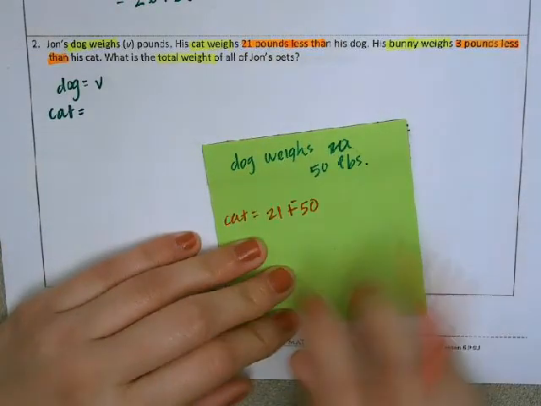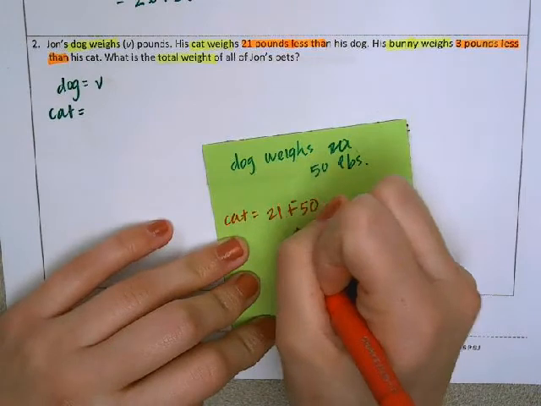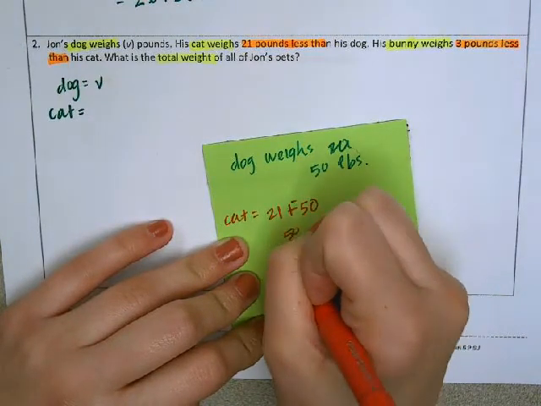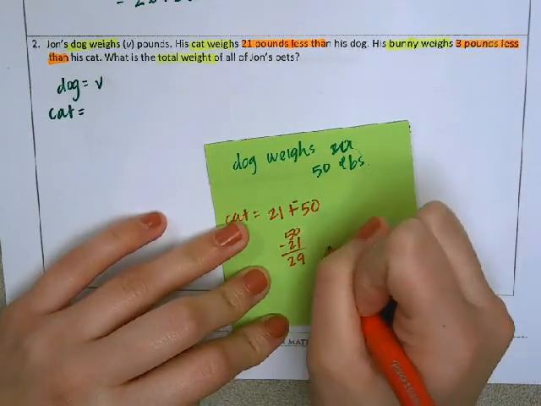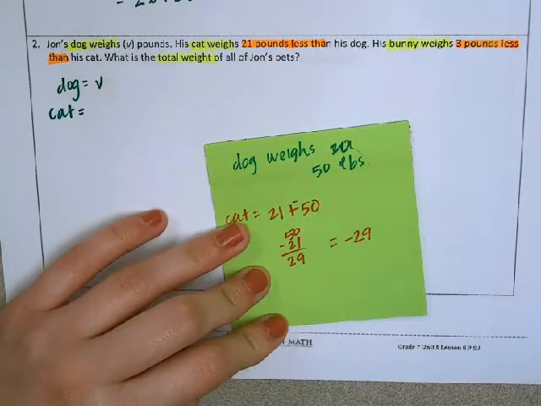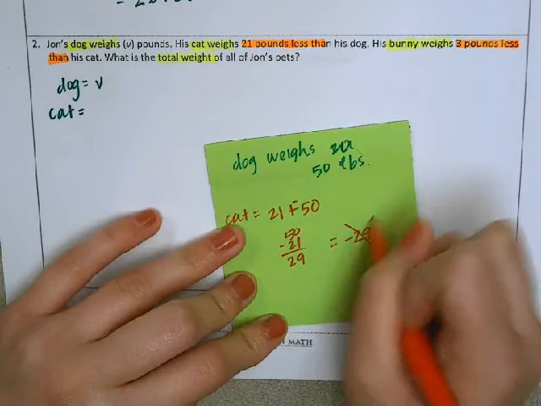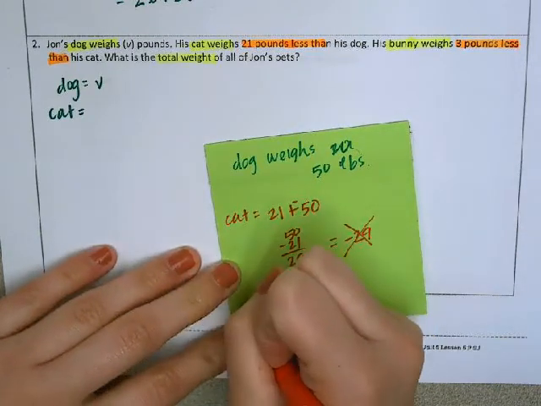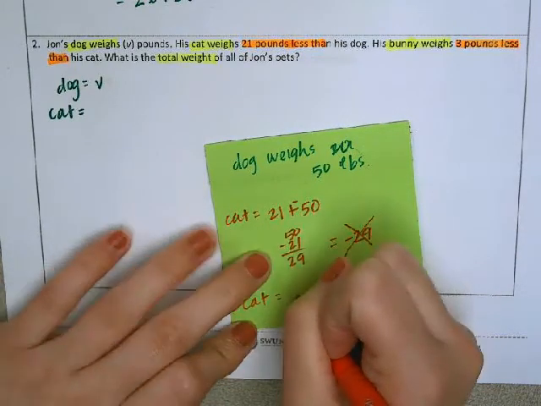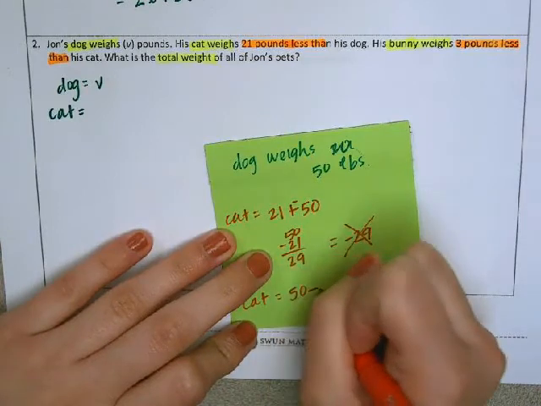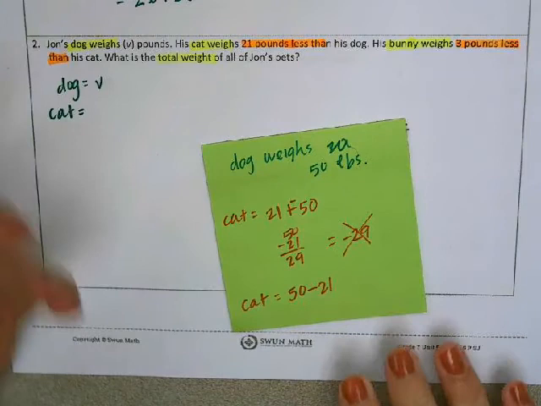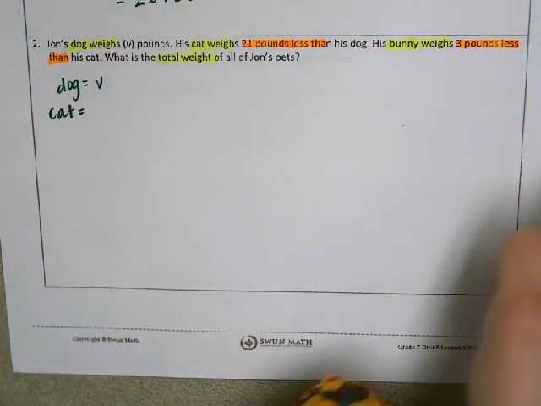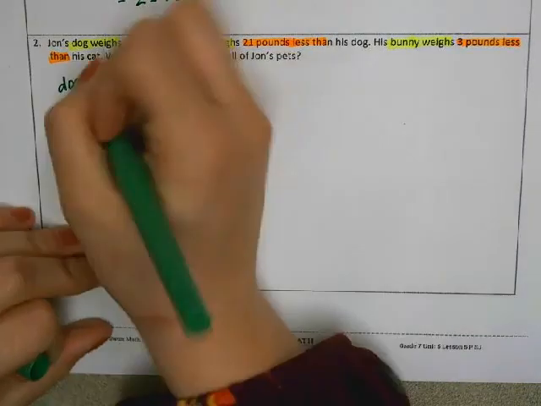So keep change. This then becomes a negative 50. So 50 minus 21 is 29, but it is a negative 29. Now, can a dog weigh negative 29 pounds? No. So it must be that the cat weighs 50 minus 21. So we're going to exchange the 50 because it doesn't say 50, it says V. So we're going to use V minus 21.